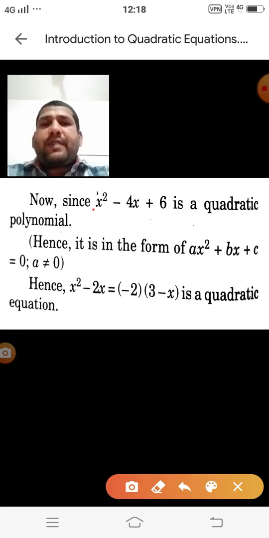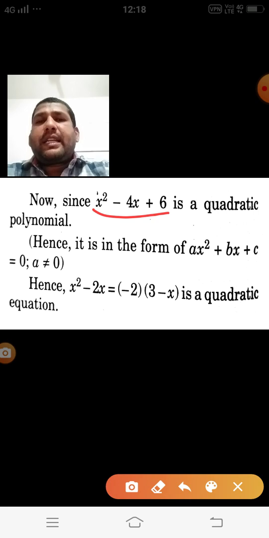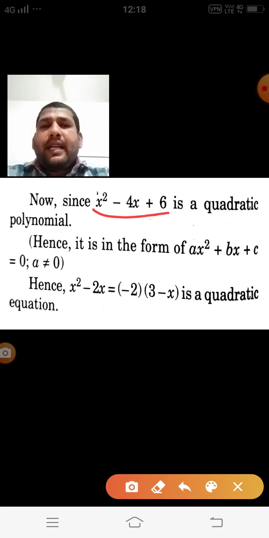Here what we are observing, yes, it is a quadratic polynomial because the degree is 2, and this we are getting equal to 0. It means that yes, this is a quadratic equation.